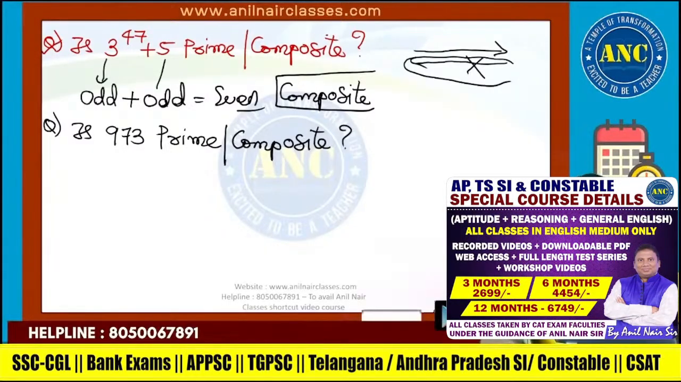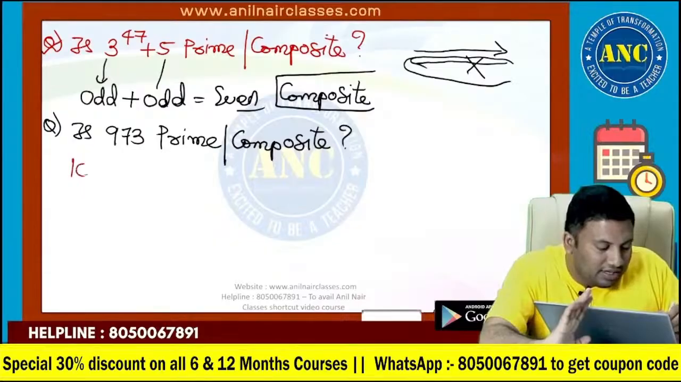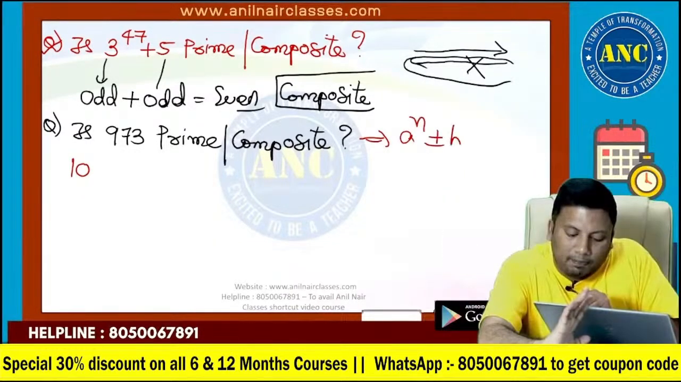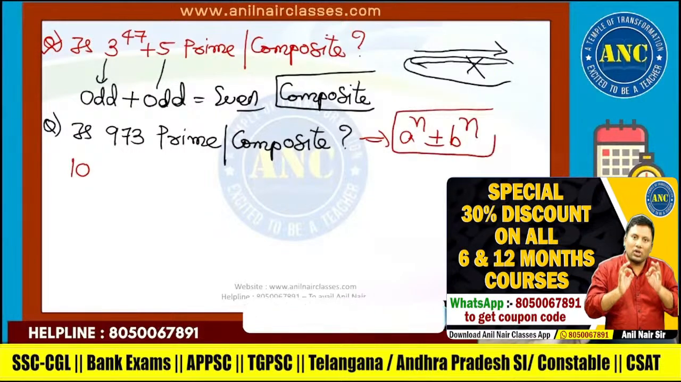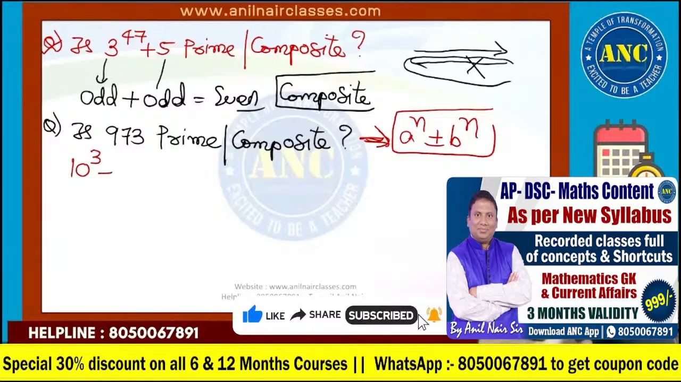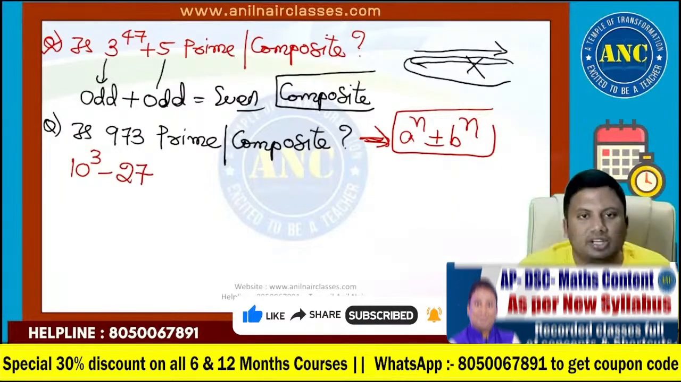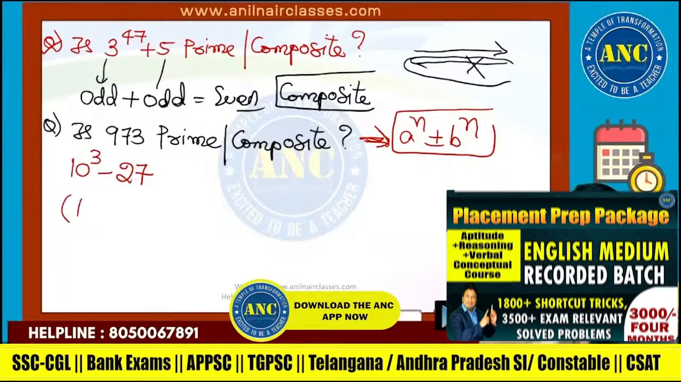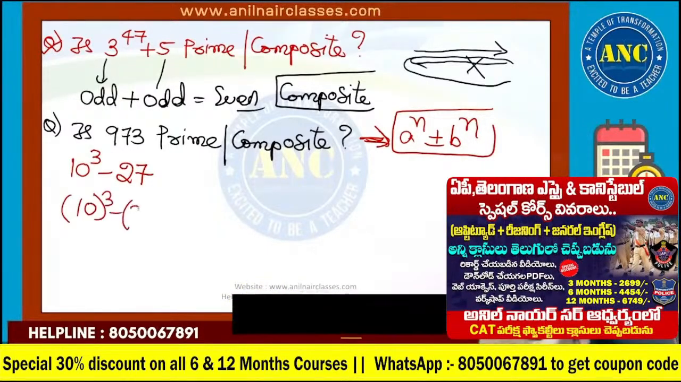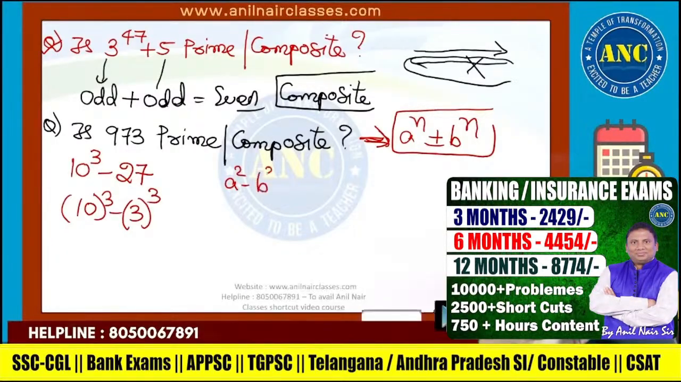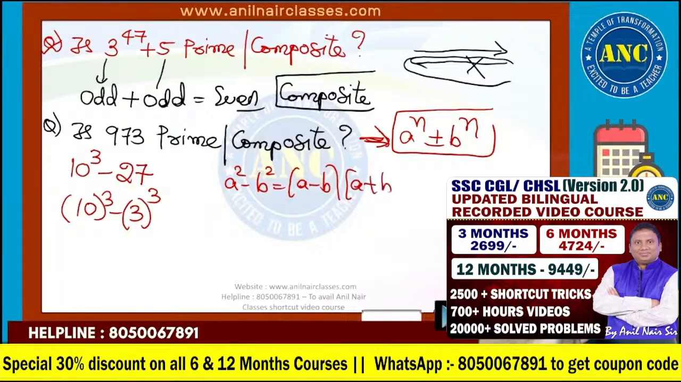Now, don't take the square root and waste your time. 973. Try to write the number in the form a power n plus or minus b power n. 973 is 10 cube minus 27. 1000 minus 27 is 973. This is nothing but 10 power 3 minus 3 power 3. Now, a square minus b square is nothing but a minus b into a plus b.